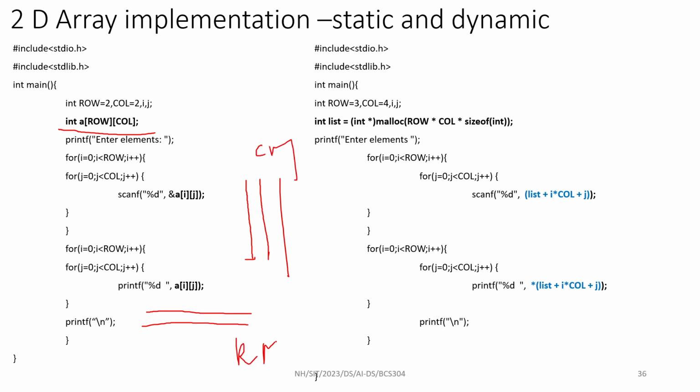This is row major order. So instead of one index, use two indices: A of I comma j. As it is static, use ampersand in scanf. In the dynamic case, no need of ampersand.